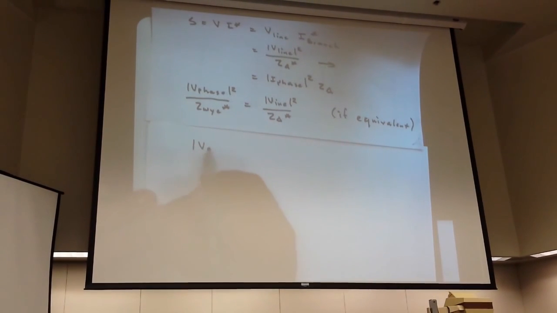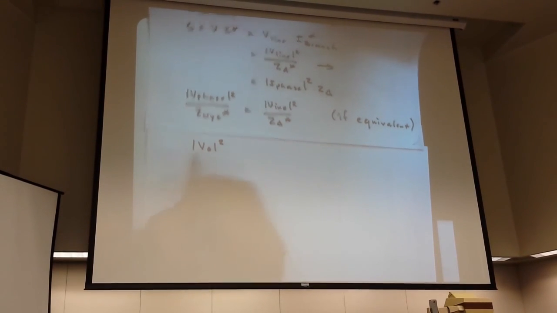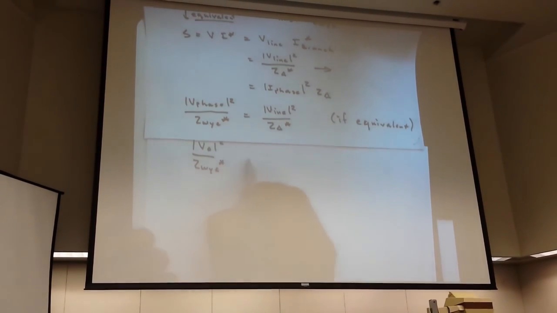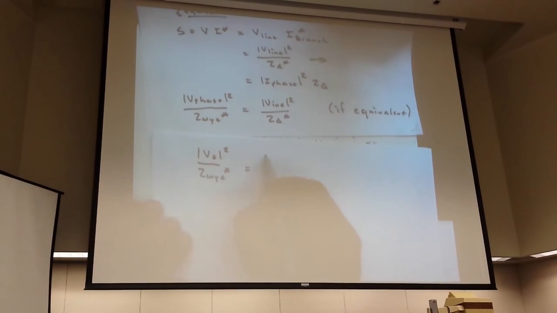We could write this as V naught squared. We used that amplitude before. It's an arbitrary assignment. Some voltage. And that's still ZY conjugate. And what's the line voltage relative to the phase voltage? Well, it's square root of 3 V naught squared. Z delta conjugate.